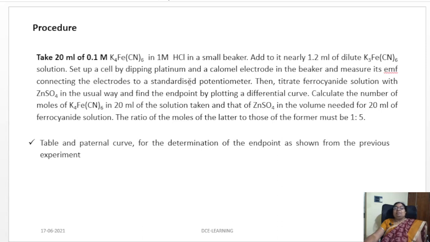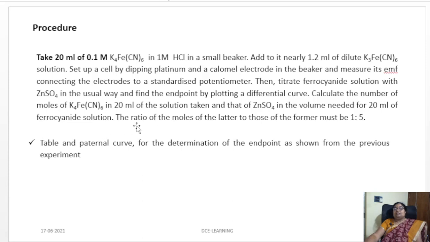Set up a cell by dipping the platinum and calomel electrodes in a beaker and measure its EMF, connecting the electrodes as usual to the standardized potentiometer. Then titrate the ferrocyanide solution with zinc sulfate in the usual way and find the endpoint by plotting the differential curve. Either curve can be used to identify the equivalence point. Calculate the number of moles of potassium ferrocyanide in the 20 ml of solution taken and that of the zinc sulfate in the volume needed for the 20 ml of ferrocyanide solution.